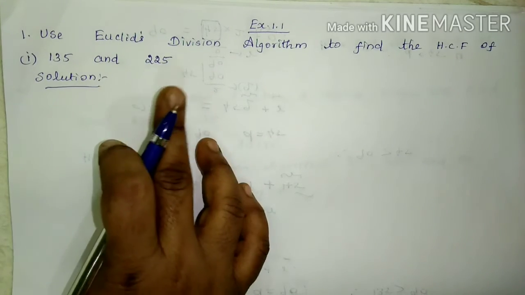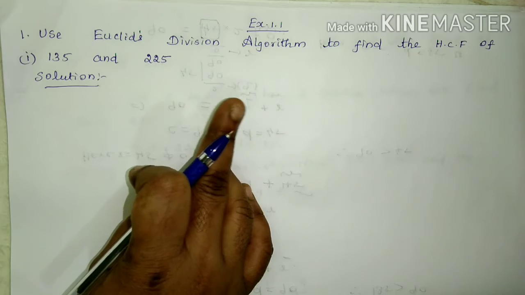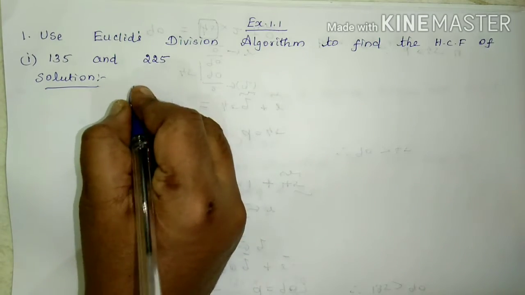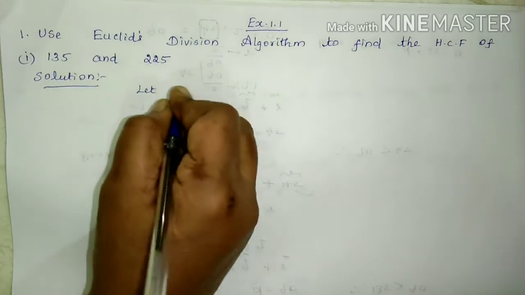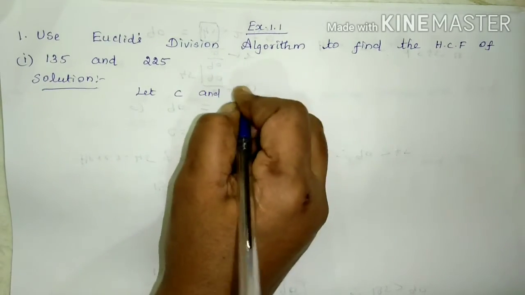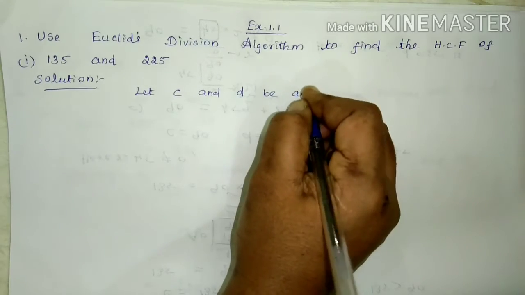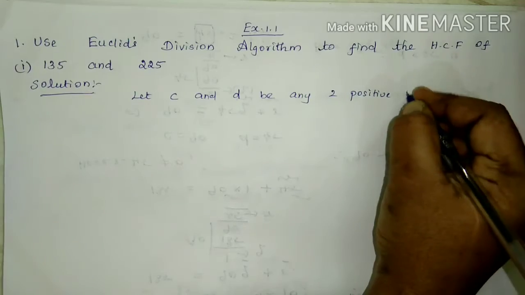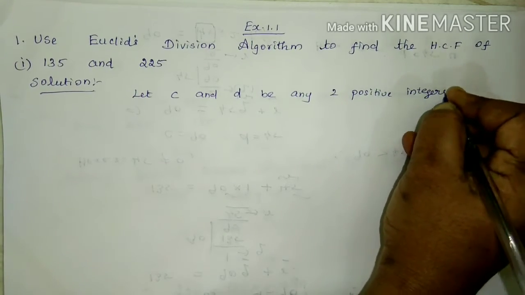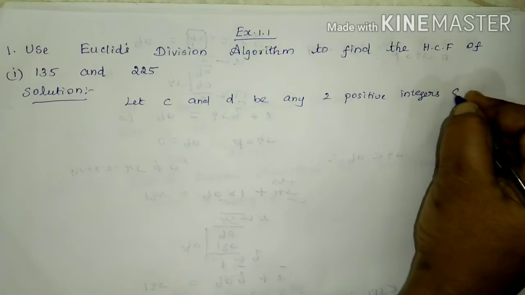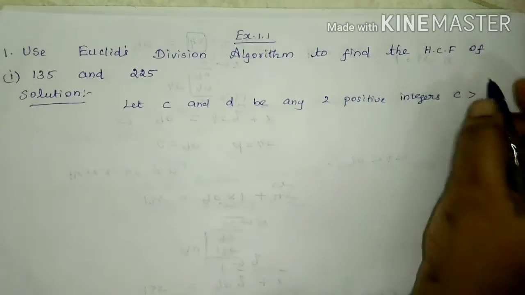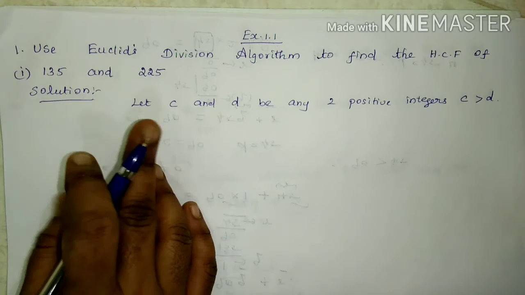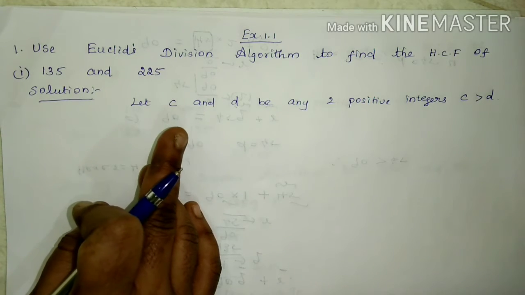In order to apply Euclid's division algorithm to find the HCF of given two numbers, we want to consider any two positive integers. Let C and D be any two positive integers with one condition: this integer C should be greater than this integer D. This is our Euclid's division algorithm to find the HCF of the given two numbers.